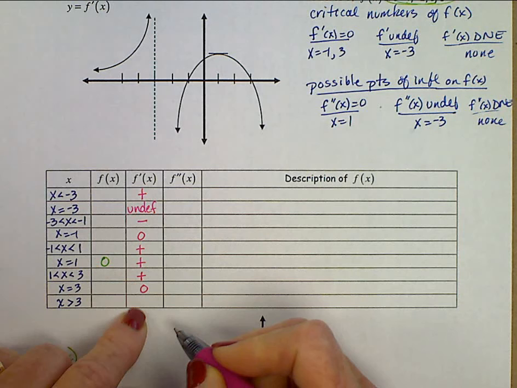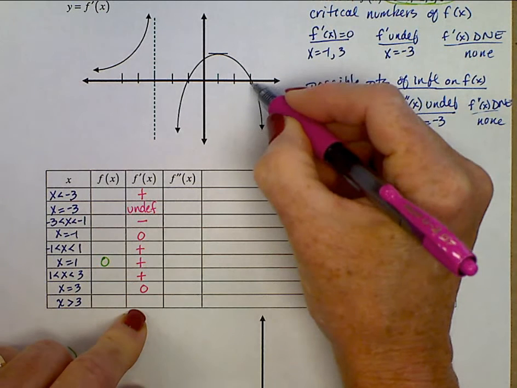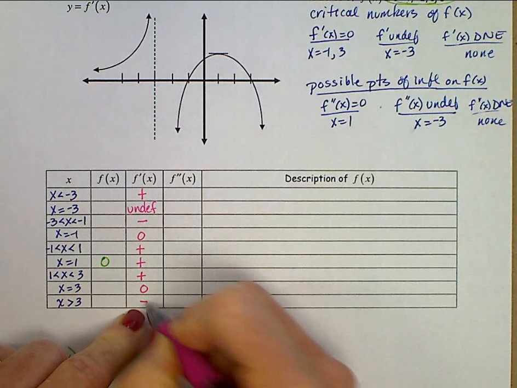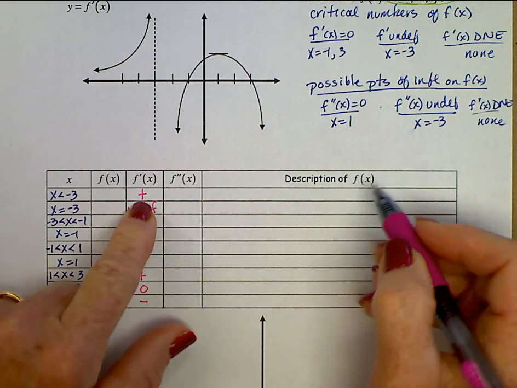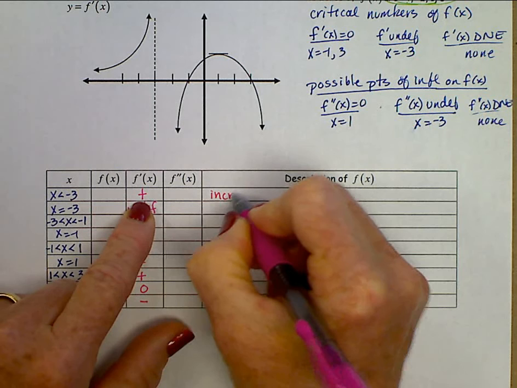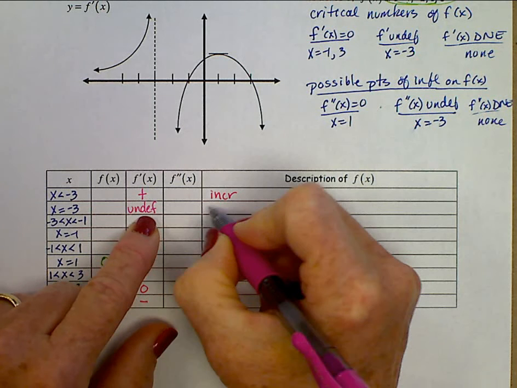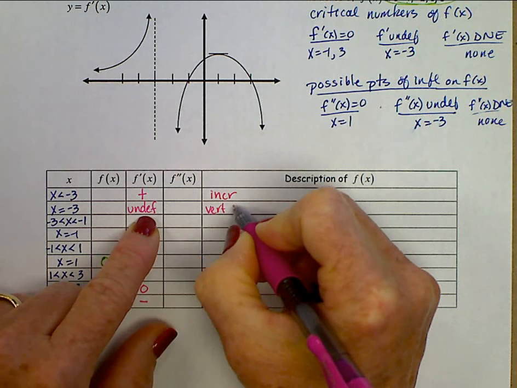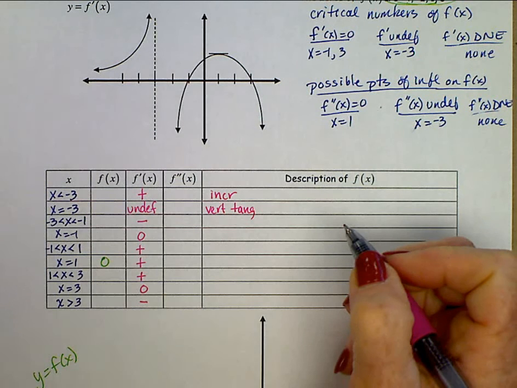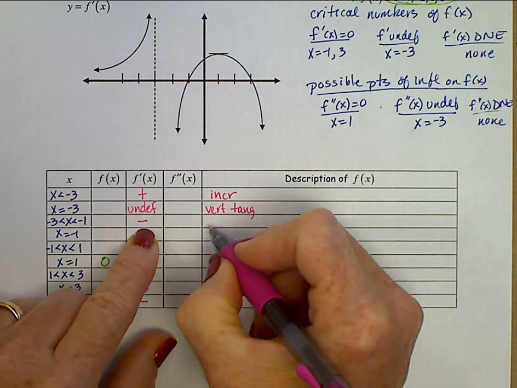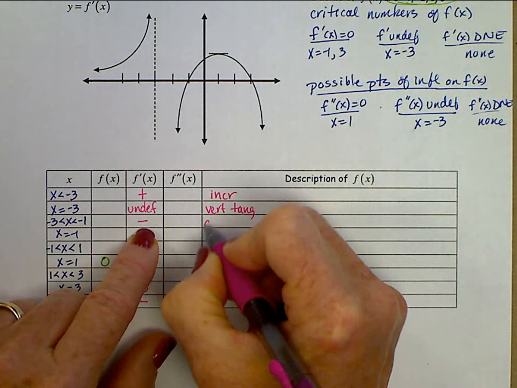And when x is greater than 3, all right, now f prime turns negative. What does this mean in terms of f of x? F of x is increasing here. An undefined is going to leave us toward a vertical tangent of some sort, either a cusp or that vertical tangent piece. F prime is negative, means that f of x is decreasing.